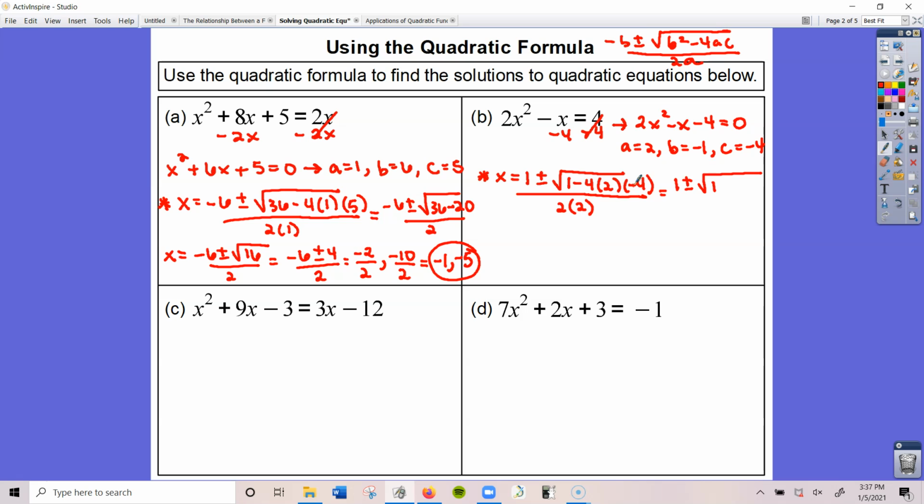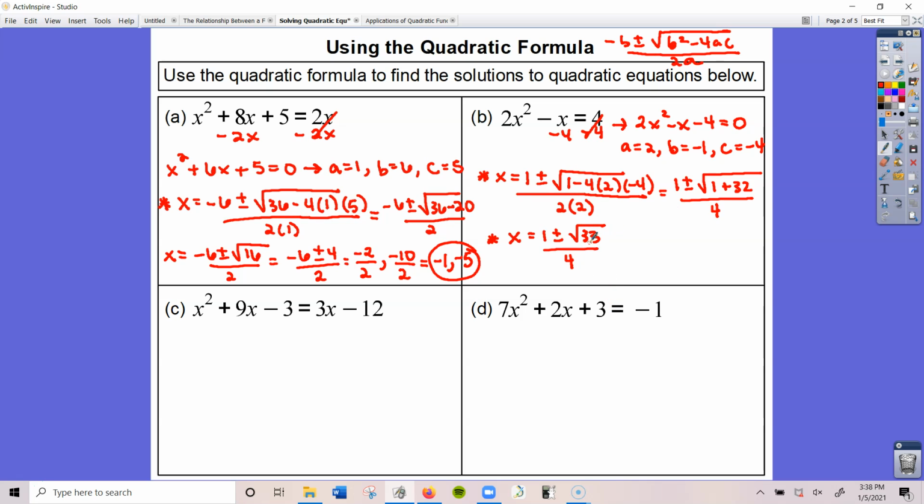And negative 8 times negative 4 will give me a positive 32. And everything is over 4. Now in this particular example, when we're working this out even more, we get x is equal to 1 plus or minus the square root of 33, all divided by 4. Now this is my answer.